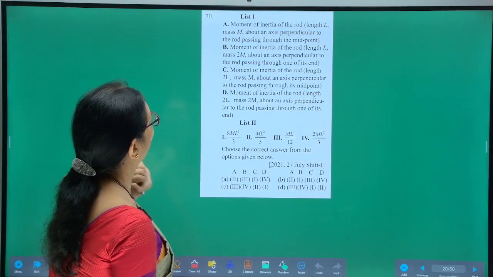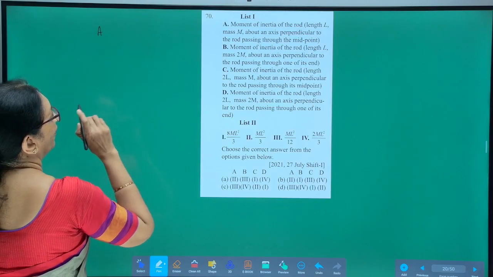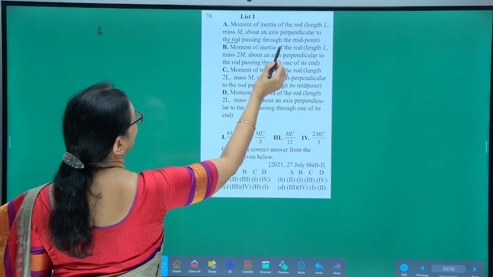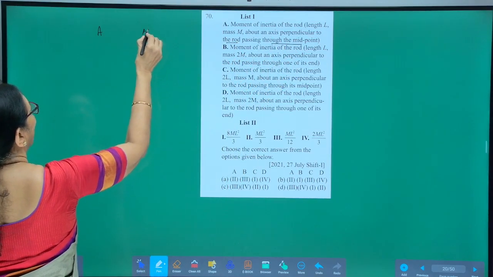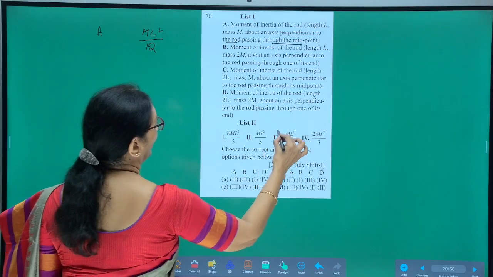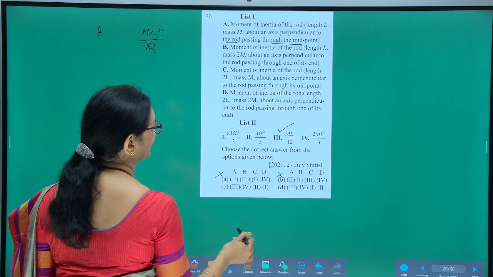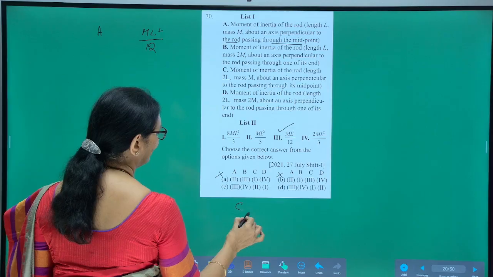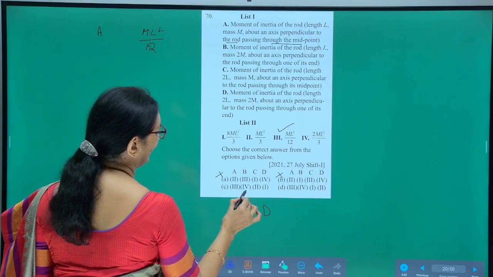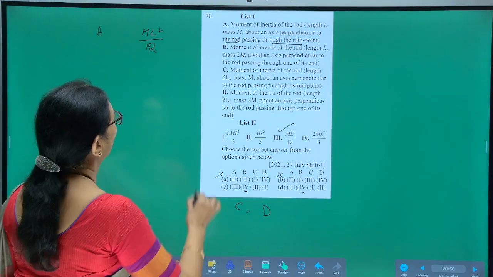Moment of inertia of a rod. First one: moment of inertia of a rod of length L, mass M, about an axis perpendicular to the length passing through the midpoint, that is ml square by 12. For A, ml square by 12. For 1, this option is not correct. So, either C or D, because to eliminate, this is given as same. So, let us check for C.